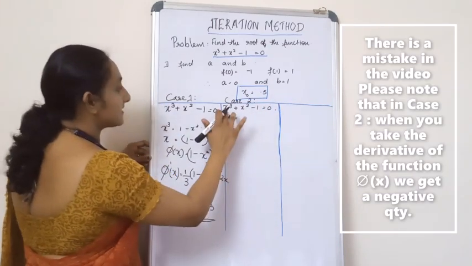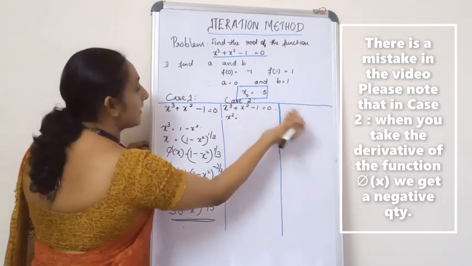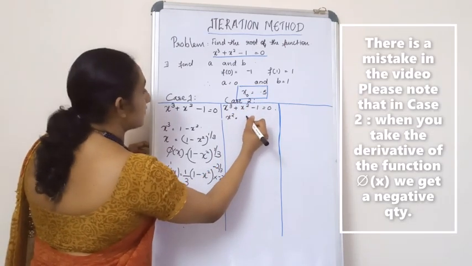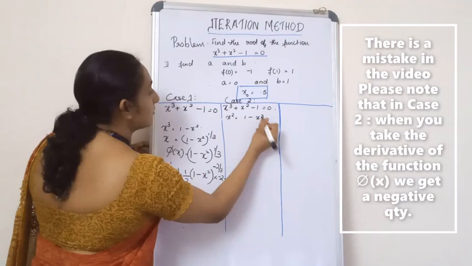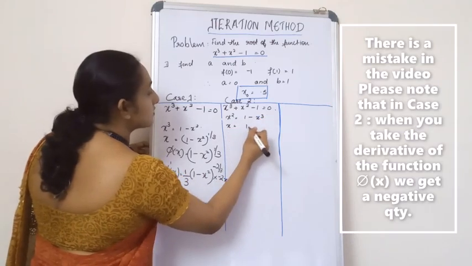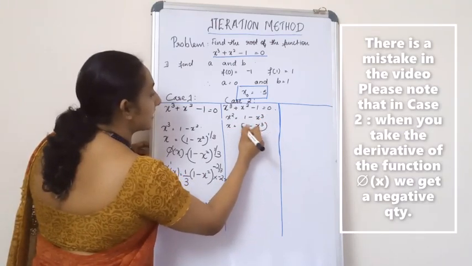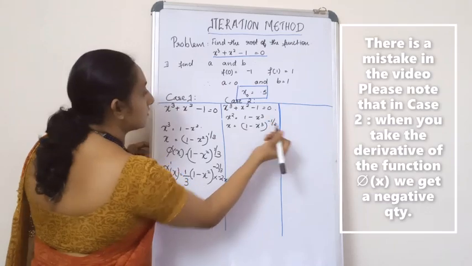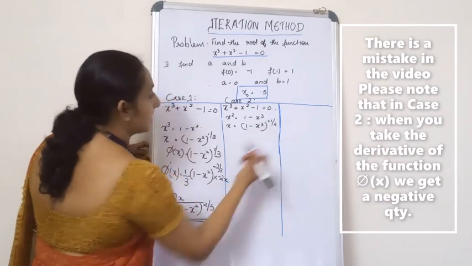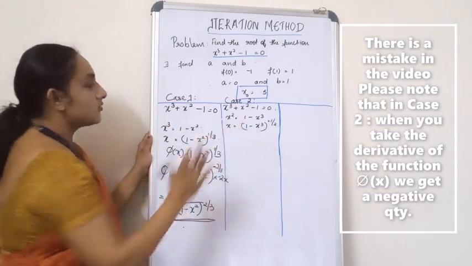So what are the other two things? x cube and minus 1. So when I take that to the other side, I get what? 1 minus x cube, right? So x is equal to 1 minus x cube the whole raised to minus 1 by 2. Okay, sorry, plus 1 by 2. Okay, this is what you get here.